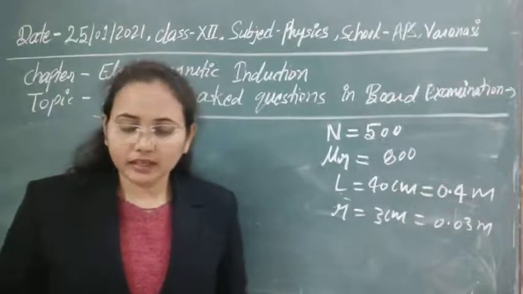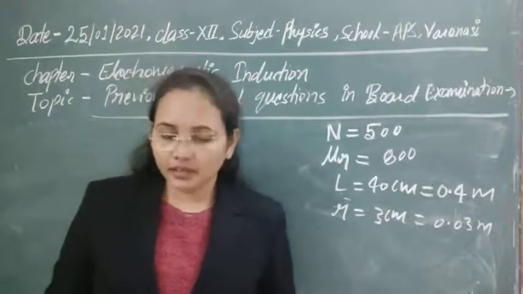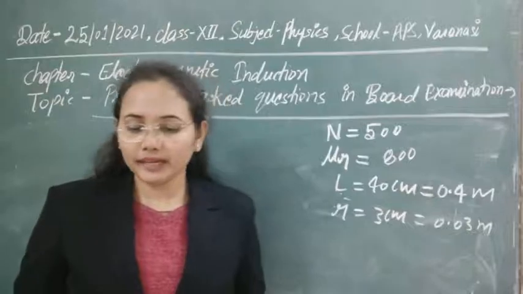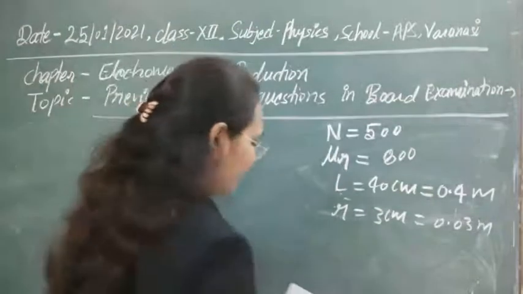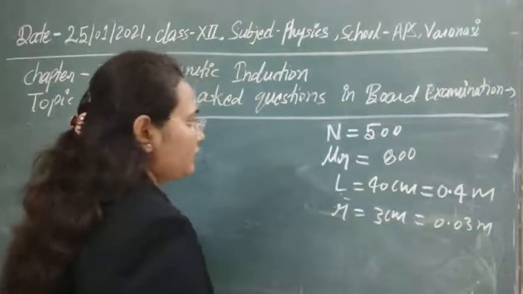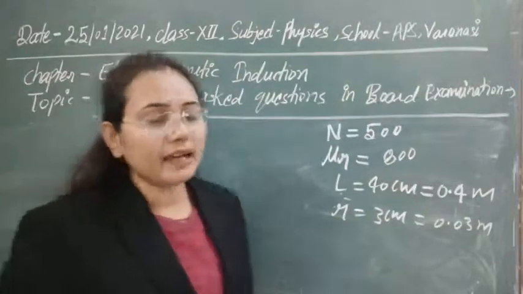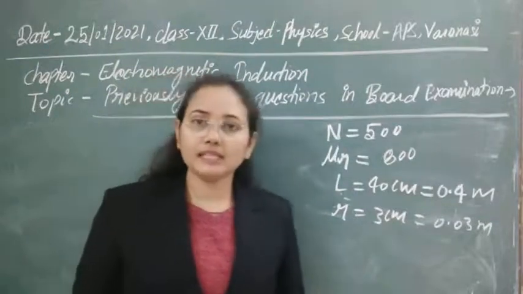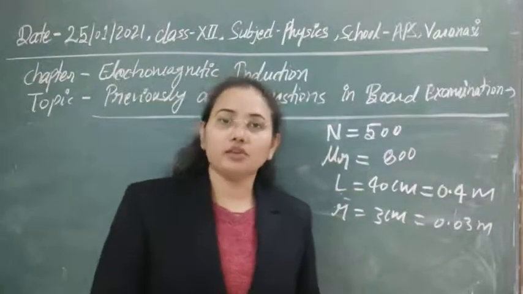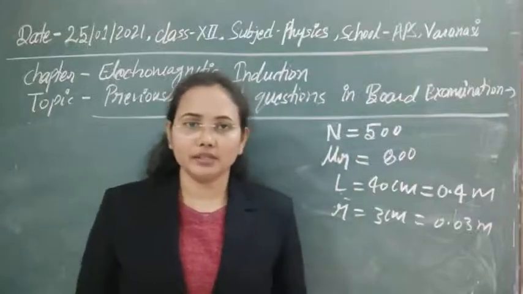Next, it is given to calculate the average EMF induced in the solenoid if the current in it changes from 0 to 3 ampere in 0.4 seconds. So we have to calculate the value of induced EMF in the solenoid if there is a change in current in 0.4 seconds, which is given to us.